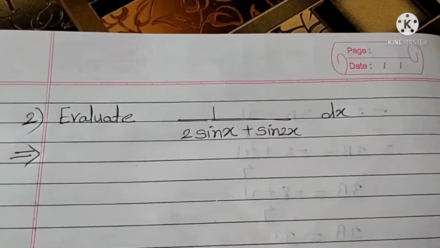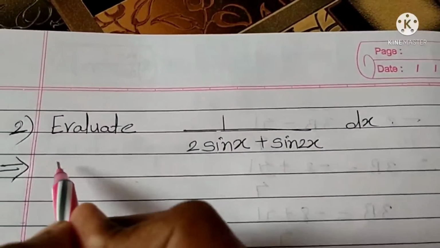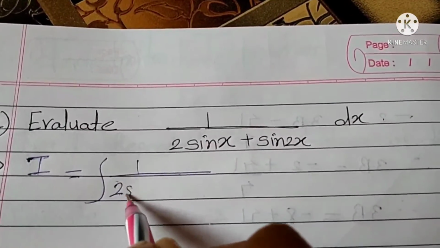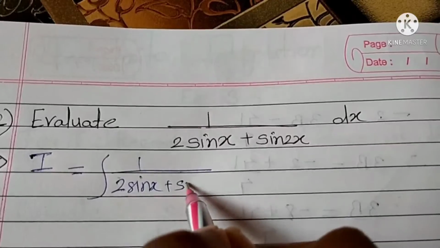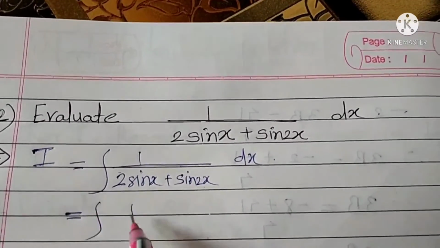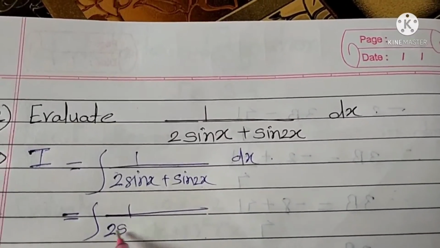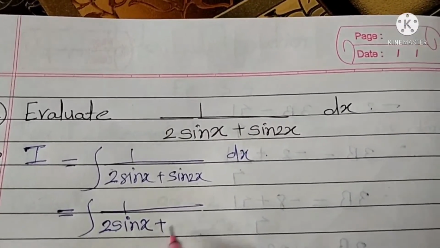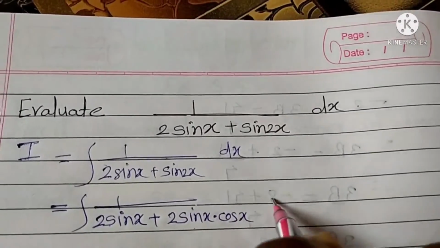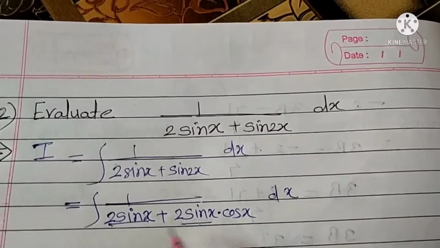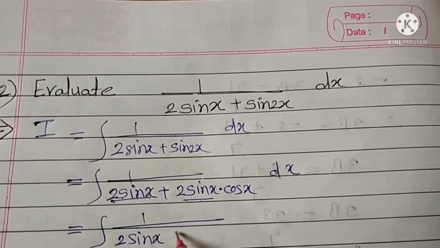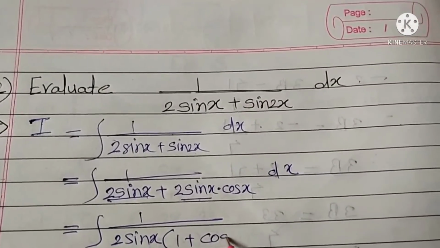Now we move to our next example. Evaluate this. So first take it as I. I is equal to integration of 1 upon (2 sin x + sin 2x) dx. Okay. Use here the rule of sin 2 theta, that is 2 sin theta into cos theta. So it is 2 sin x into cos x dx. Take 2 sin x common, so integration of 1 upon 2 sin x (1 + cos x).